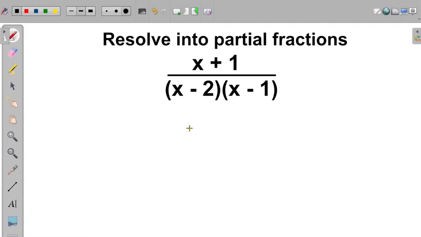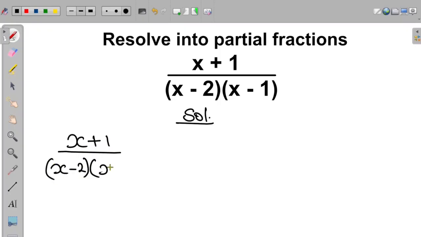We are asked to resolve into partial fractions (x + 1) divided by (x - 2), all enclosed in a bracket, multiplied by (x - 1), all enclosed in a bracket. So the fraction is (x + 1) all divided by (x - 2) multiplied by (x - 1).